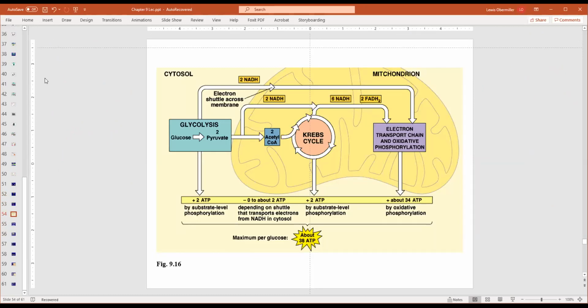So here's a quick question. Bacteria can make 38 ATP per glucose. Humans can make 36 ATP per glucose. Why are they different?